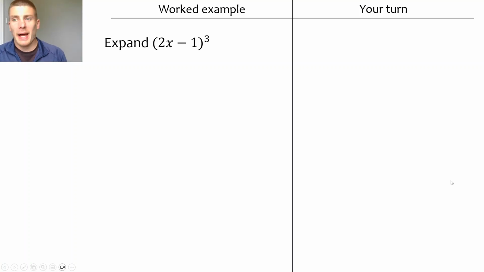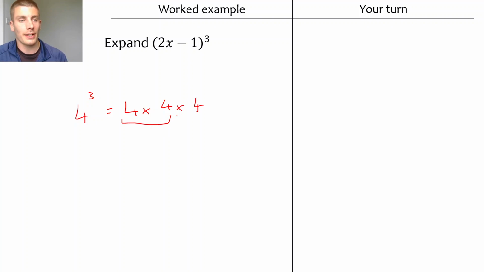Okay, now on to expanding a triple bracket. And it's a triple bracket now because you've got 2x minus 1 cubed. Now, if we have something like 4 to the power of 3, that means you're timesing 4 by itself 3 times. You're doing 4 times 4 times 4. 4 times 4 gives you 16, times it by 4 again gives you 64.